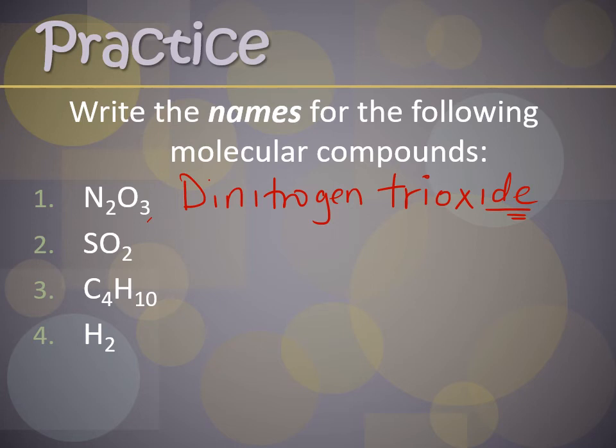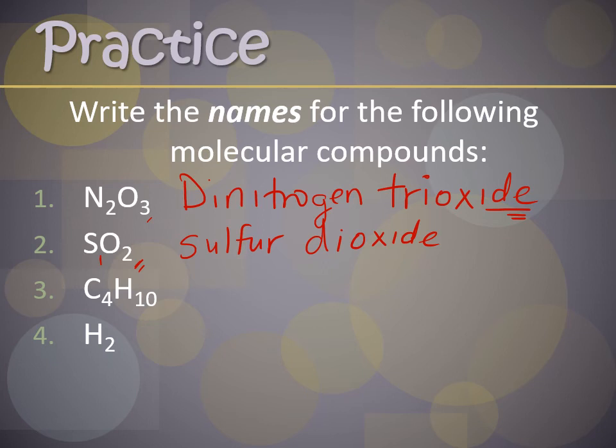So I see that there's 1 sulfur atom, and I know that there's 1 because there is no subscript here. And when there's no subscript, the invisible number 1 exists. So because it's our first nonmetal, I am not going to write mono. I am just going to write sulfur. Okay, and then I go to my second nonmetal. I see that there's 2 atoms, so that means di, and oxygen would become oxide. And actually, I'm going to make this a lowercase. Dioxide. All right, let's try the next one.